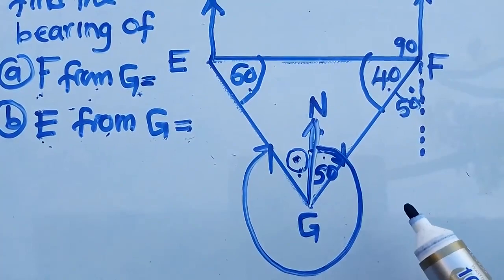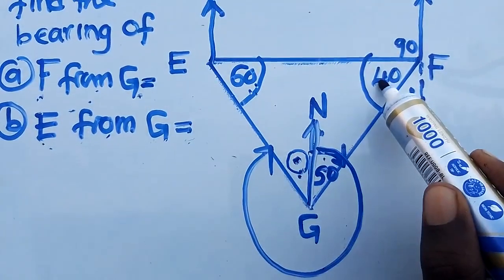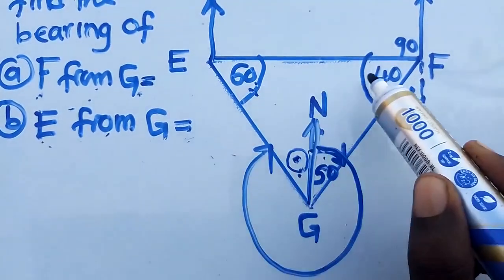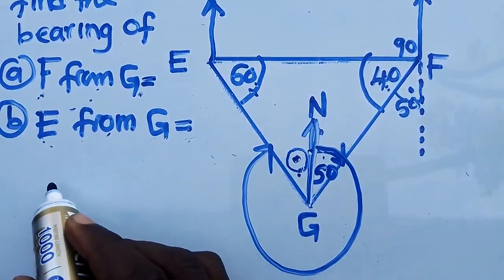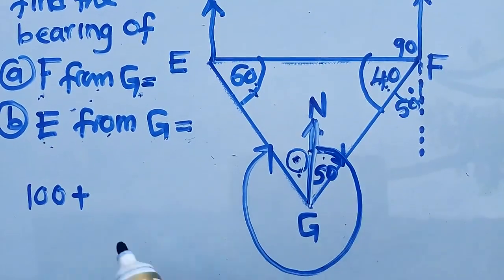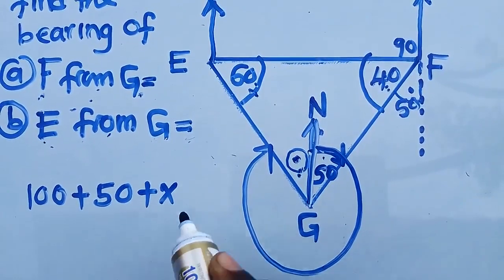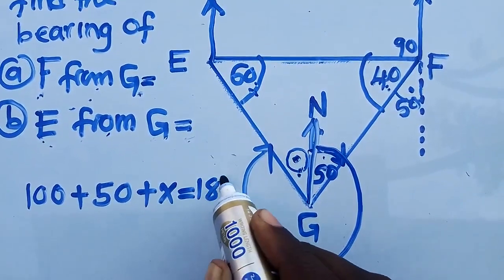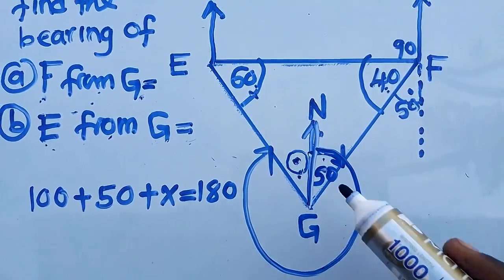If I add these two, I'm going to get 100. So 100 plus 50 there, plus the x that I don't know, the answer should be 180. This is what you are going to do.